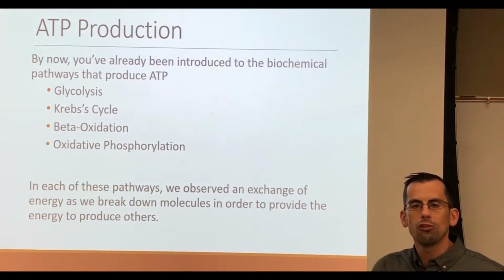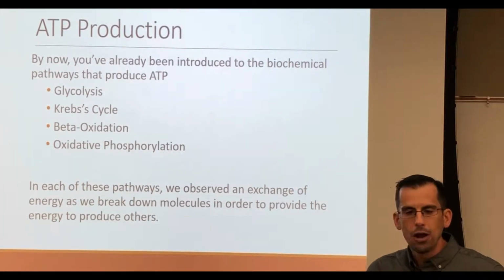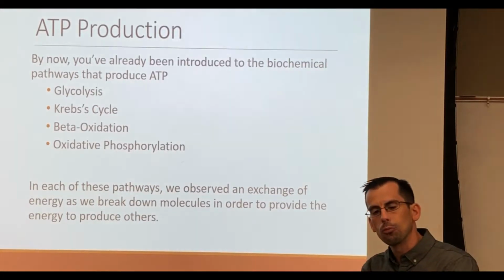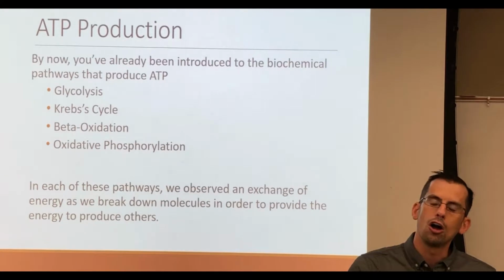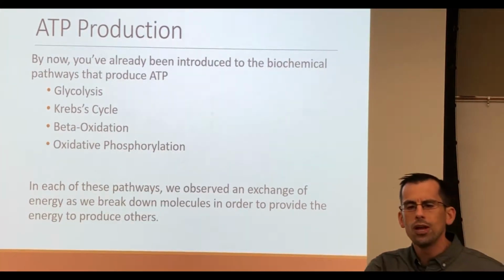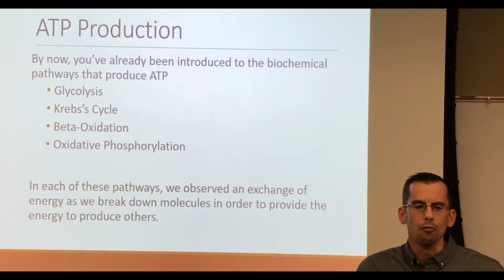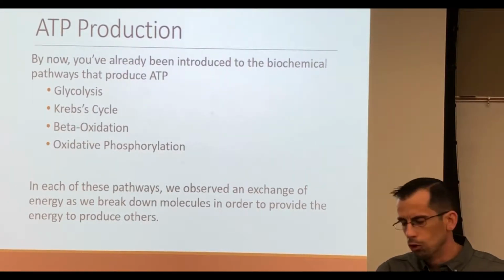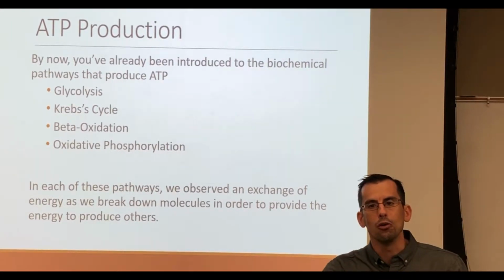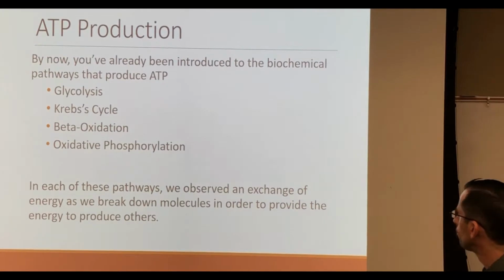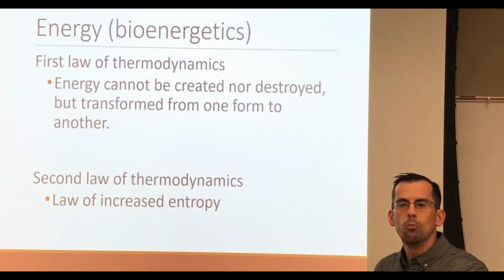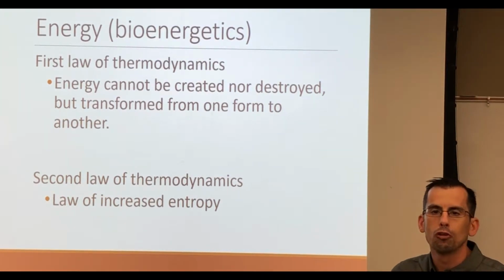We take glucose as a high energy molecule, we break it in half, we produce 2 molecules of pyruvate. But we exchange the energy that we got from glucose directly into a couple of molecules of ATP. And as we go through the other processes, we get this continuous trade-off of using one high energy molecule to produce another. So the energy produced from one reaction is used to drive another energy consuming reaction. This has to be true because we have to stay with our laws of thermodynamics.